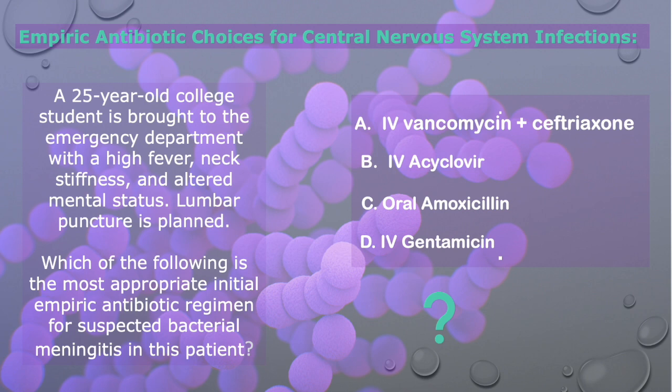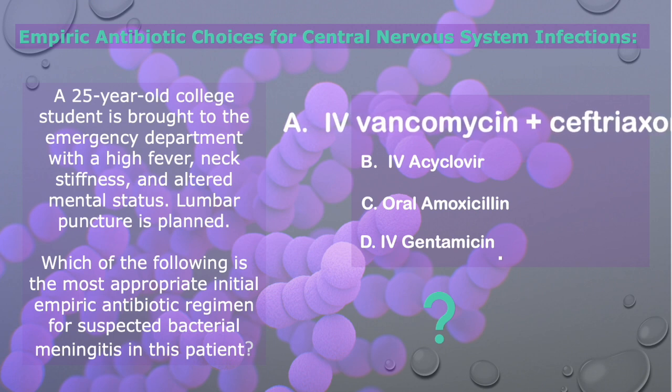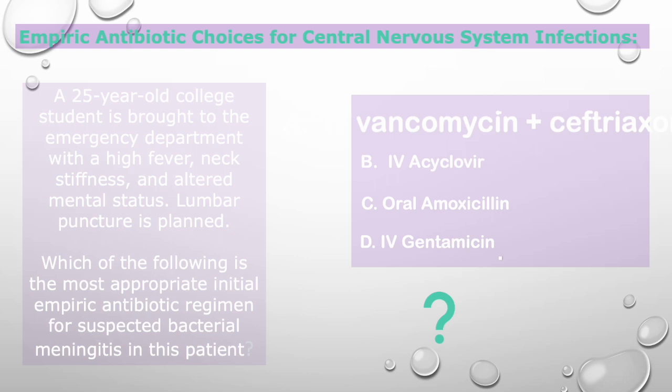If you chose A, IV vancomycin and ceftriaxone, you are correct, because the empiric therapy for bacterial meningitis in adults typically includes a combination of vancomycin to cover the potential resistant Streptococcus pneumoniae and the Listeria monocytogenes in certain age groups. And the third generation cephalosporin, like ceftriaxone or cefotaxime, you can cover the Neisseria meningitidis and S. pneumoniae. Acyclovir would be used for suspected viral herpes meningitis maybe, and then amoxicillin and gentamicin are not standard empiric choices for bacterial meningitis in adults.